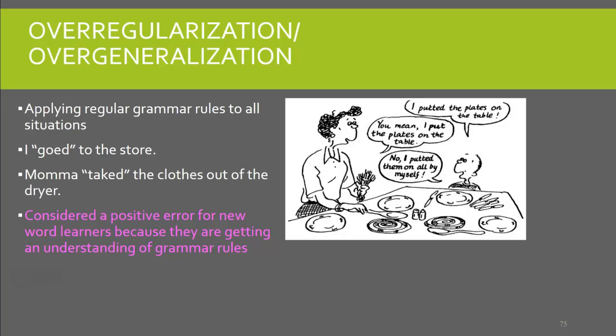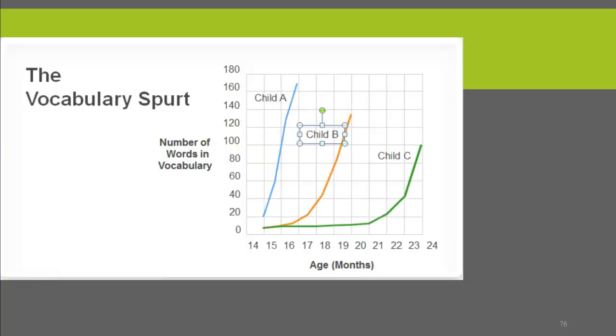Overregularization, also called overgeneralization, is when they're over-applying regular grammar rules to all situations, like saying "I goed to the store" instead of "I went to the store." This is a positive error because it means they're picking up on the rules of grammar.